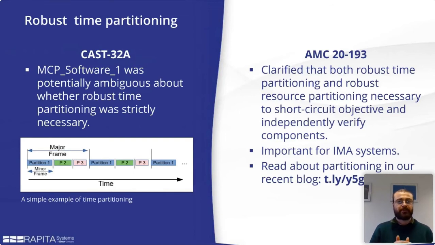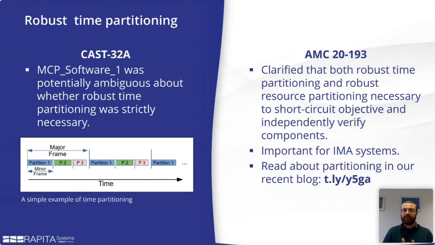However, in the wording for MCP Software 1, it was potentially ambiguous about whether robust time partitioning was strictly necessary. It was possible to read it such that for MCP Software 1, you can take the easier verification option if you can just satisfy robust resource partitioning and have some time partitioning. So AMC 2193 has now clarified that indeed both robust time partitioning and robust resource partitioning are necessary in order to short circuit the objective and to independently verify these components.